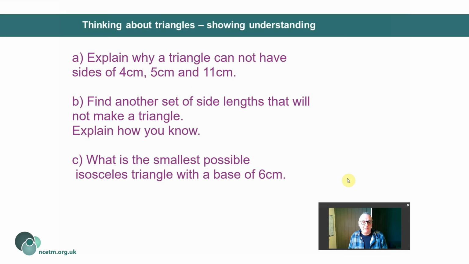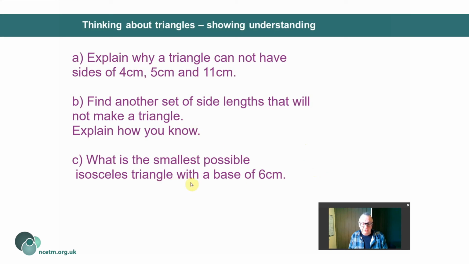And now I'm going to think about non-triangles. So here I've got a 4, 5, 11. And then when the students try to construct this one, they'll go, oh no, something's gone wrong. This doesn't make a triangle. Why not? What is it about these numbers that stops it from making a triangle? Can you find a different set of numbers that will also not make a triangle? What's the rule here?